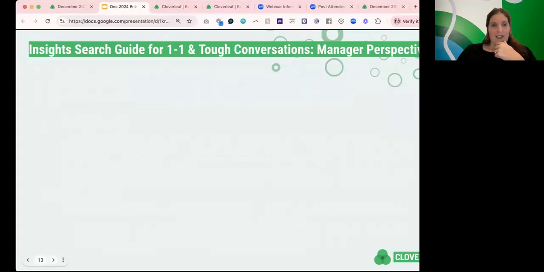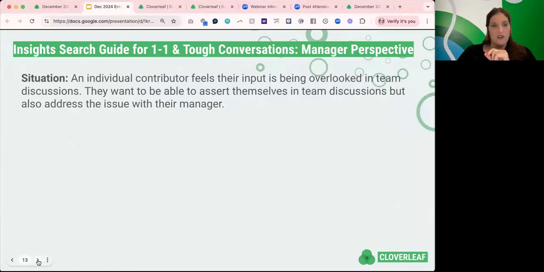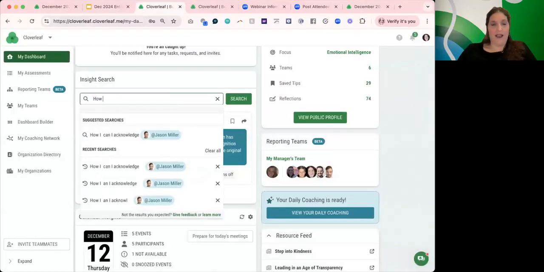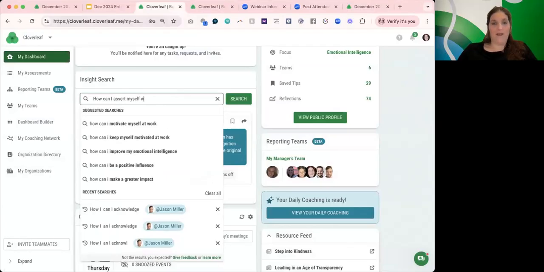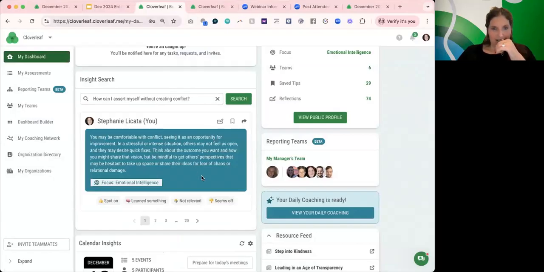Now, what if you're an individual contributor and you feel like your input is being overlooked in team discussions and you want to be able to assert yourself, but you also want to address your issue with the manager? Maybe you want to ask, how can I assertively express ideas without creating conflict, right? You can actually ask insight search things about yourself, right? So how can I assert myself without creating conflict, right? Because again, we can think about these things in our head, right? And we can kind of go on and on and on, right?